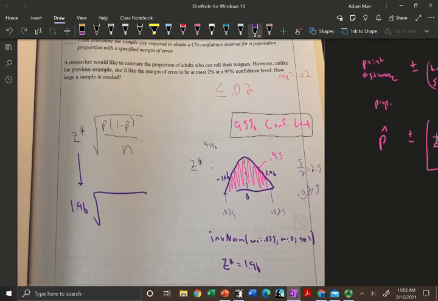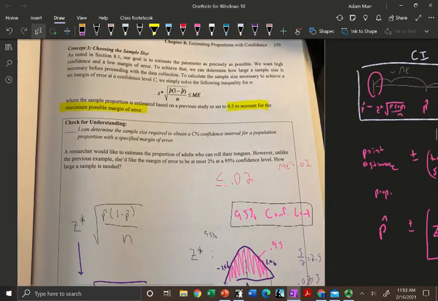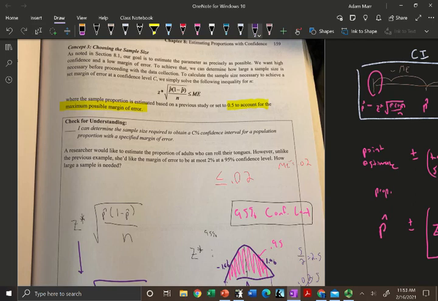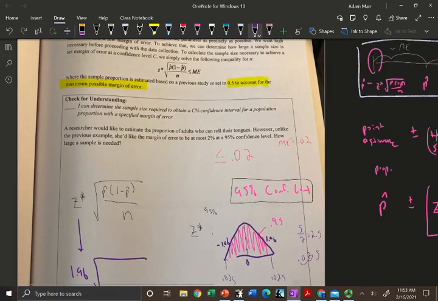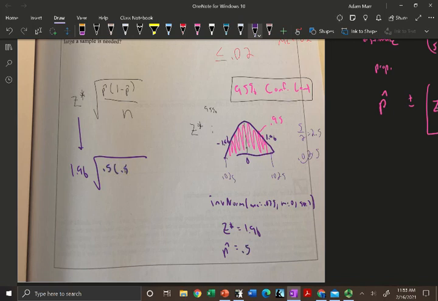P hat. Now we said right here that P hat, if you look up here, is we use 0.5. Okay, and that gives us the maximum possible margin of error. Okay, so that's like a conservative estimate. So we'll say that in this case, P hat is going to equal 0.5. 1 minus 0.5 is still 0.5.